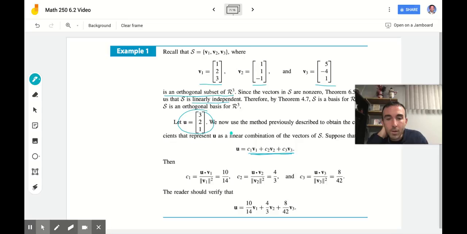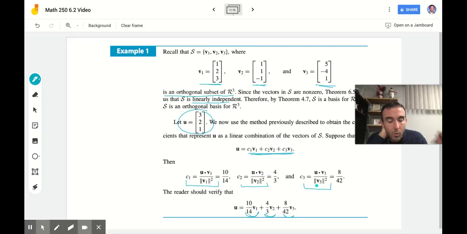So all we need to do is calculate these coefficients, C1, C2, and C3, and each of them sort of weighs the amount of each vector in the orthogonal subset that we need to create the overall vector. So you simply do a dot product of u and v1 divided by the norm of v1 squared. That gives 10/14, so you weight it. You take 10/14 of v1. Same thing for v2 and v3. You calculate a similar coefficient.